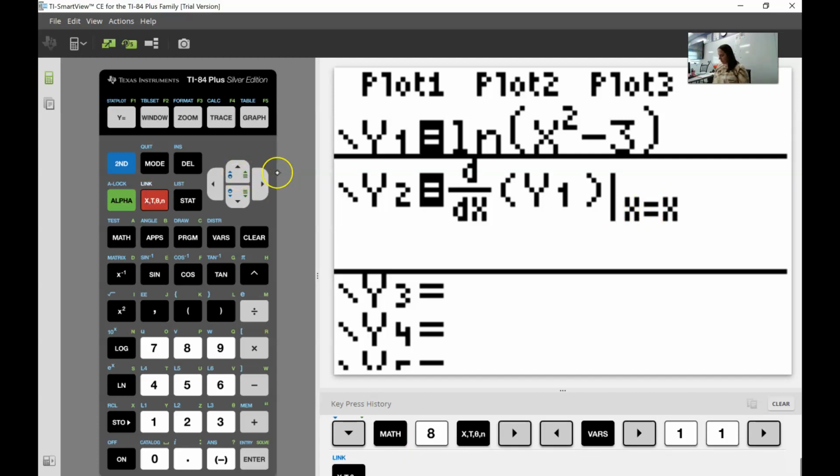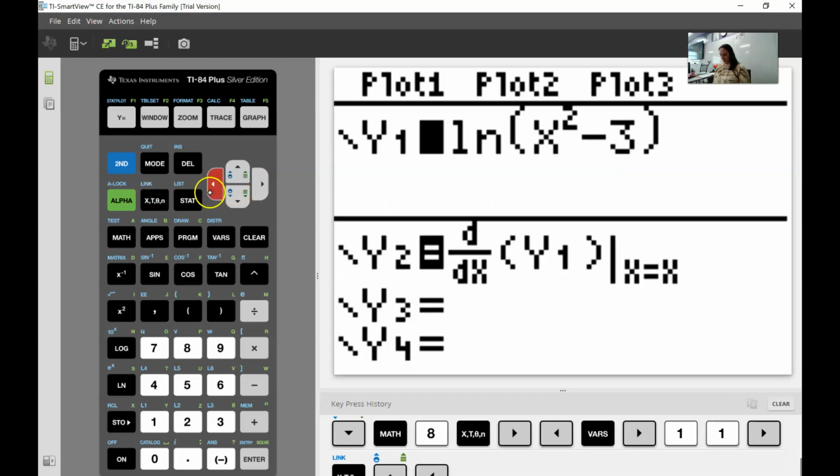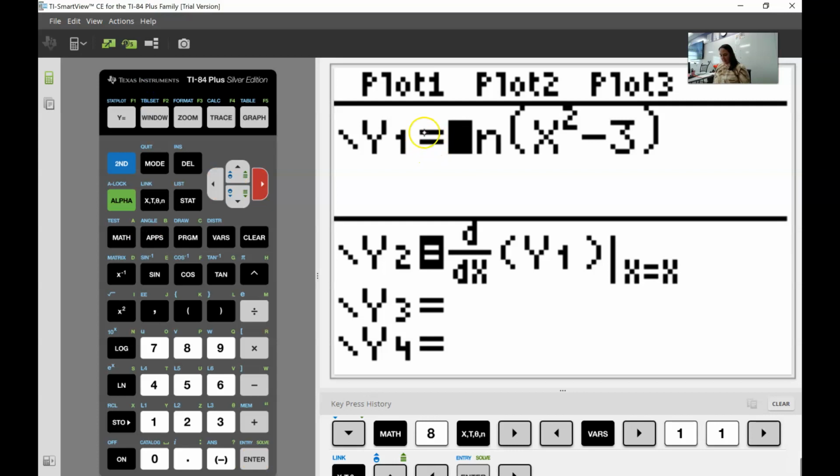Now, this is going to graph both g and g prime. But if you look at the problem in number 2, it just says graph g prime. So I'm going to go up here and tell my calculator, I actually don't want you to graph this, so I'm going to hit enter. And notice it deselects this equal sign. It's not highlighted anymore. So that means this is the only one that will actually graph. So now I can graph.